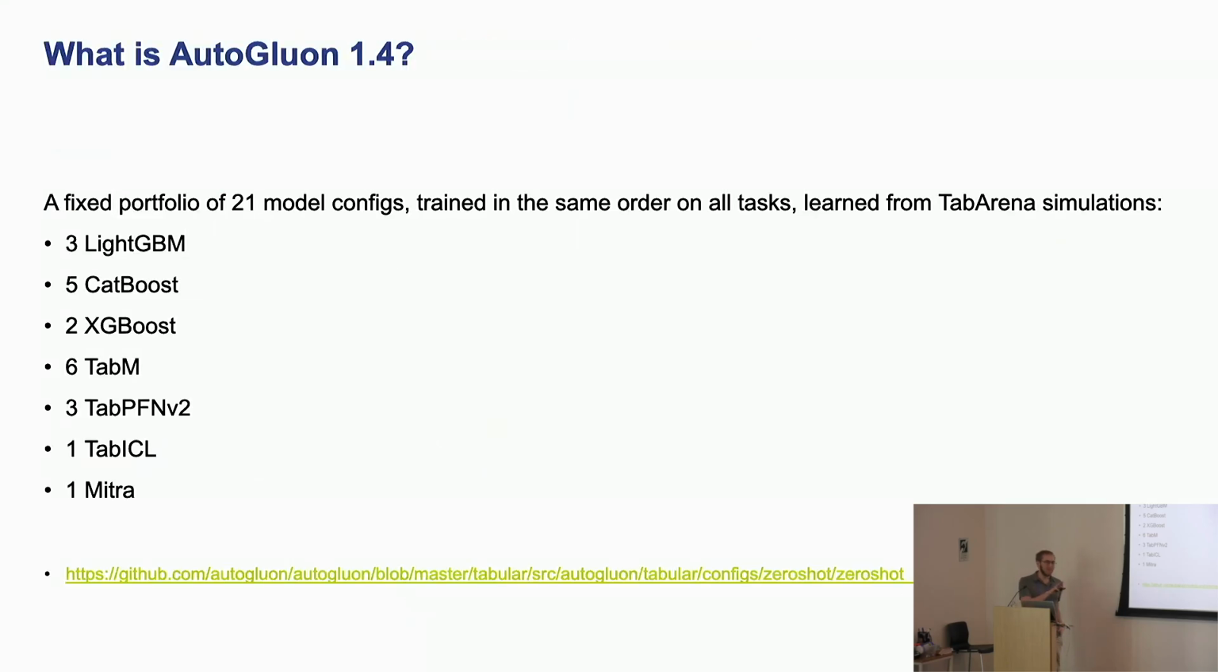I need to go quite fast here, but AutoGluon 1.4 is the next release of AutoGluon. It released in, I believe, August or July. And it is just a fixed portfolio of 21 model configs. We train 21 model configs in order, we bag them, we do a weighted ensemble of their predictions, and we return the result. That's the whole system, basically. And it's the same 21 model configs with the same hyperparameters for every task.